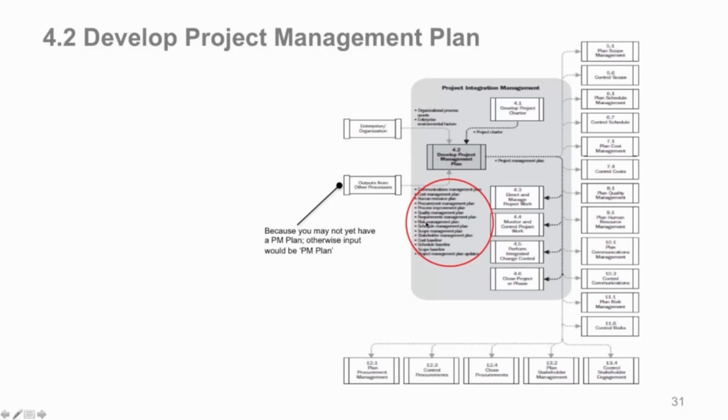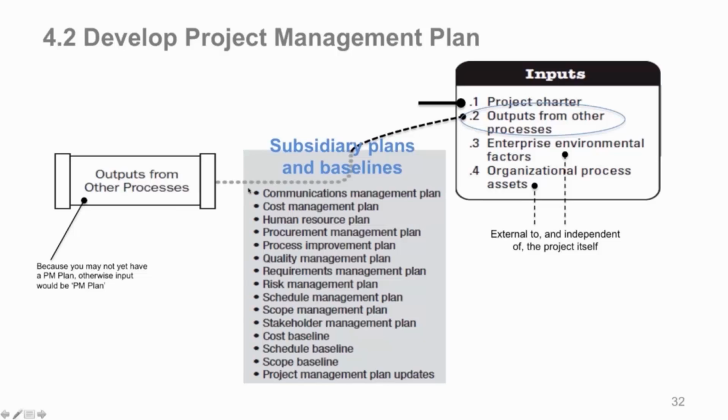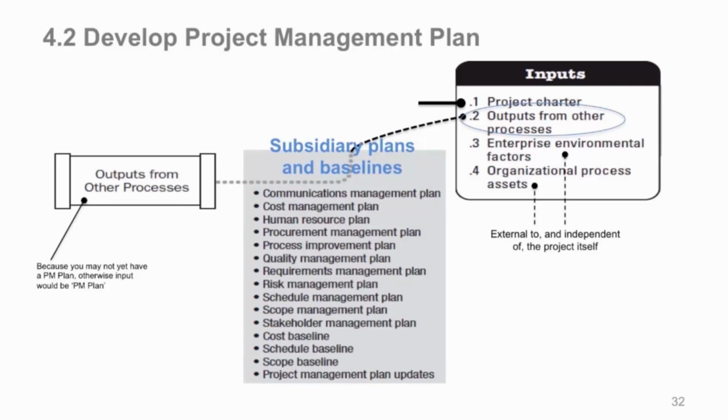And look, I'm going to blow this up so we can actually read this stuff. Here it is. Your communications management plan is a subsidiary document of your project management plan. So consider a big binder that's called project management plan. You'll have tabs for each one of these management plans. You'll have your communication management plan, your cost management, human resource, procurement, a process improvement plan will be there too. Quality management, your requirements management plan, risk management, look at all these, schedule management, scope management, stakeholder management, and your cost, schedule, and scope baselines are subsidiary documents. They're part of your project management plan. And any updates you may make will come into here. So that's what this output from other processes is over time.